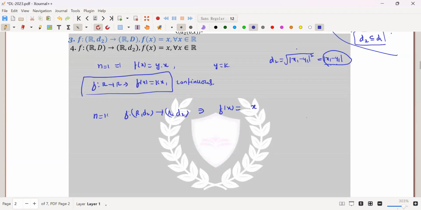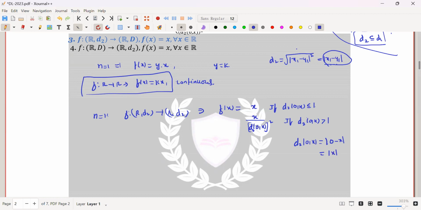f of x equal to x if d2 of 0 comma x is less than or equal to 1, and equal to x by d2 of 0 comma x whole square if d2 of 0 comma x is greater than 1. But what is d2 of 0 comma x? d2 of 0 comma x is modulus of 0 minus x, which is nothing but mod x. Mod of minus x equal to mod x.